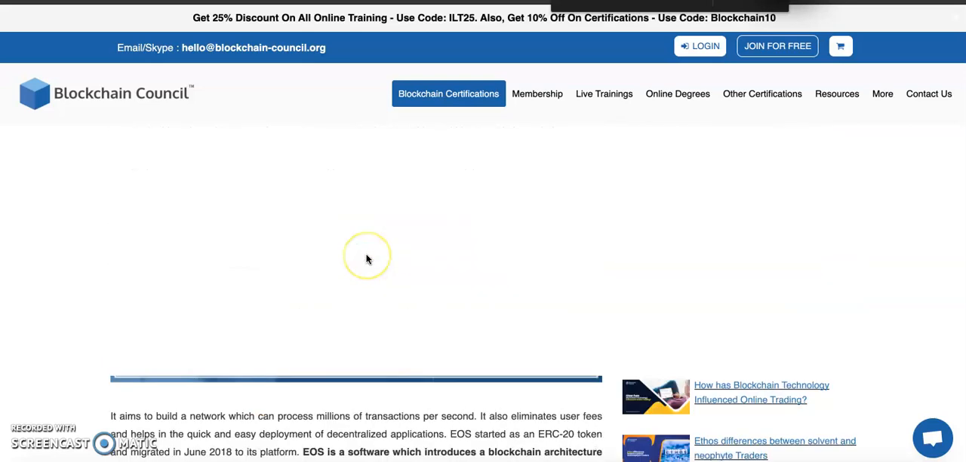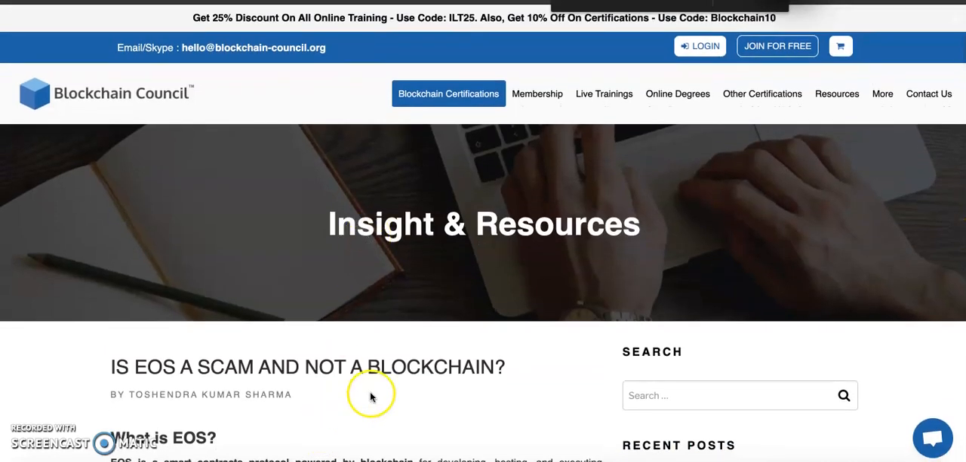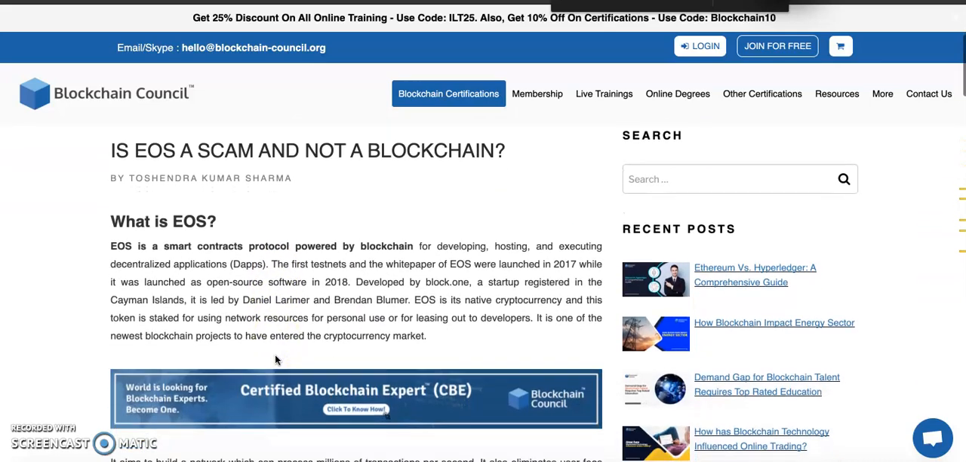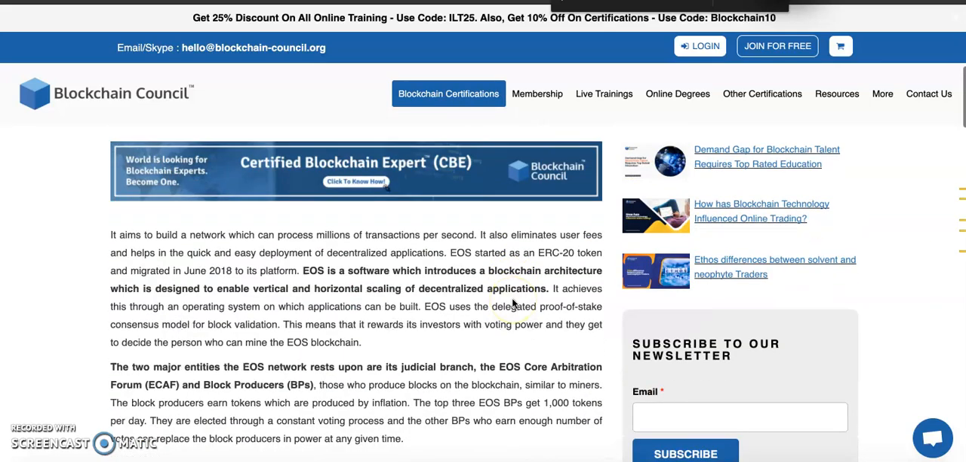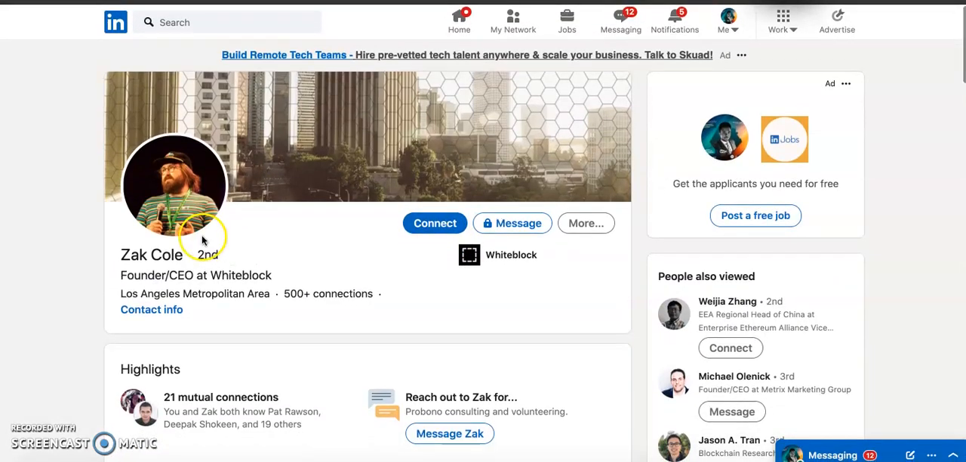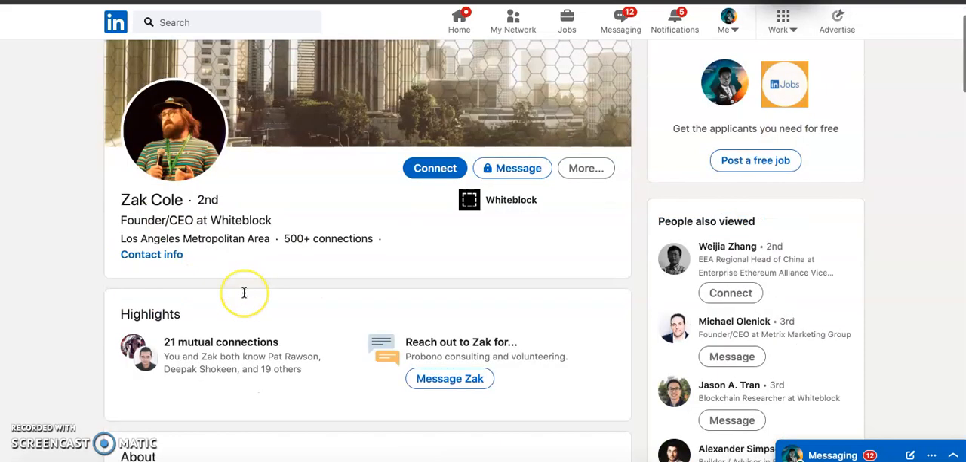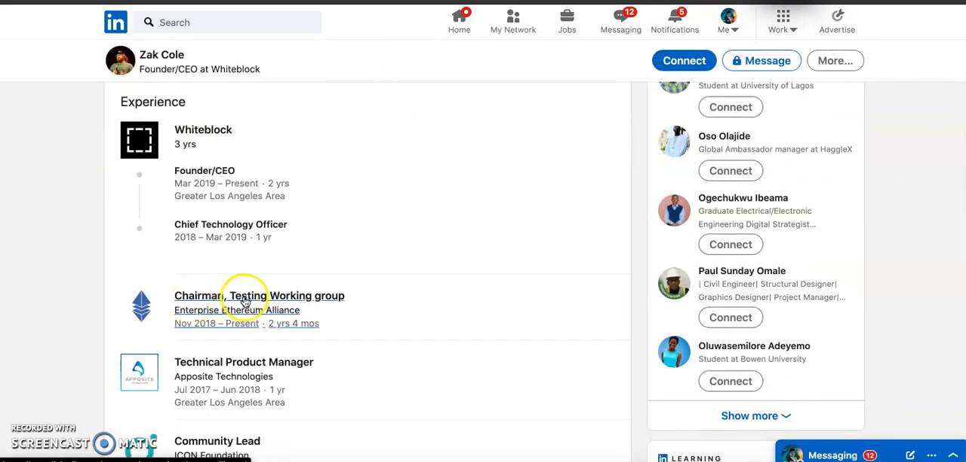So what is White Block? Now this is the article: Is EOS a scam and not a blockchain? So the research was done by White Block. Let's find out who is the founder and CEO of White Block. The founder and CEO of White Block is Zach Cole. And guess who Zach Cole is? Chairman for Ethereum Enterprise Alliance.